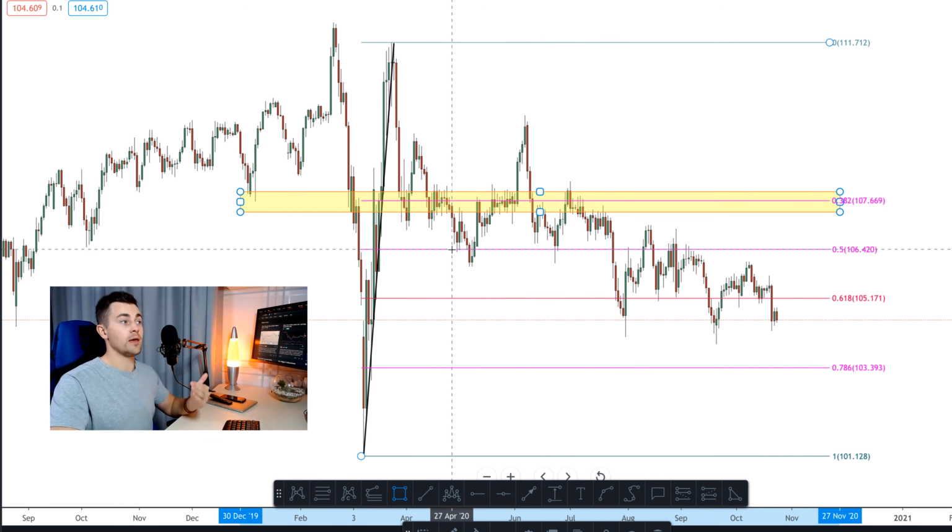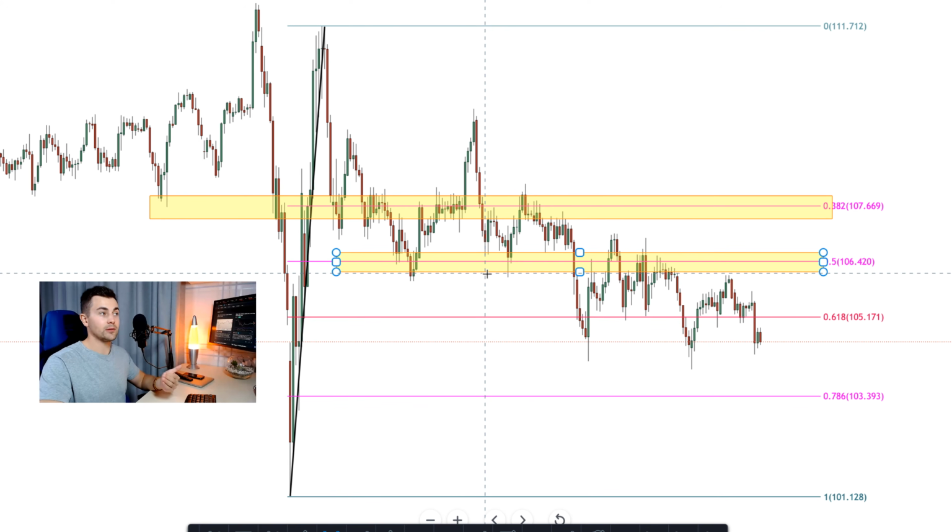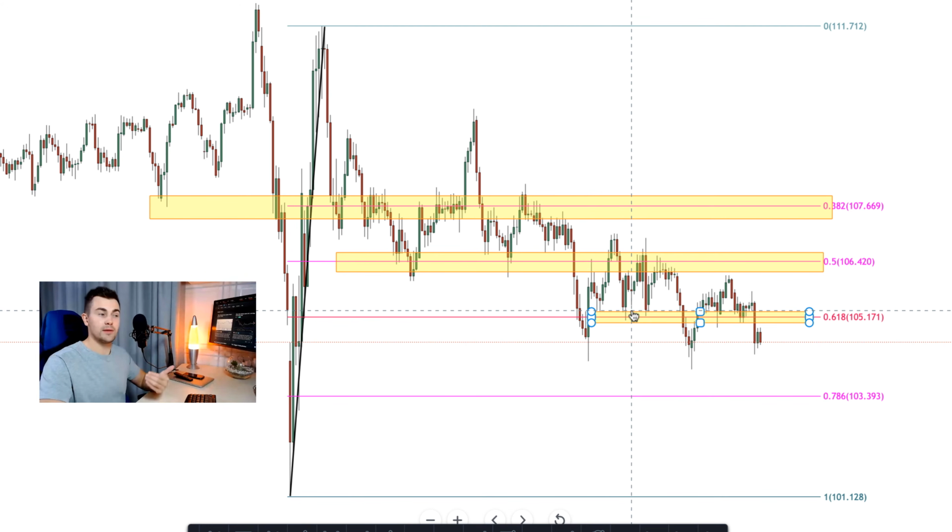Then look right here again. Again, look how many times this 50% level was respected, by bulls, by bears. So again, we unite all these price fluctuations in one structure area. And right here again, just this recent 618 level. Look how many times in the recent history, the market respected that level.